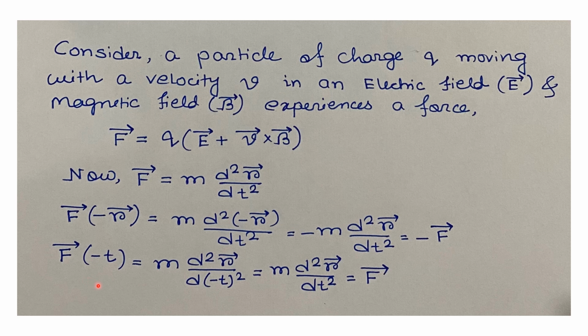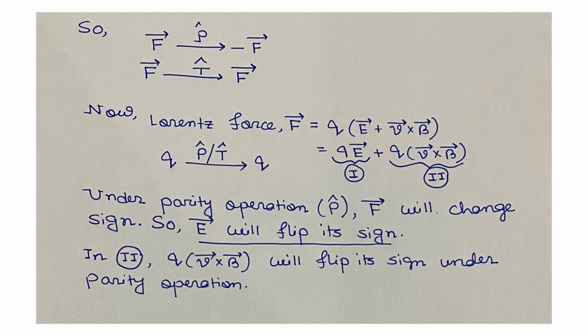Now if we replace the time by minus t, then the force vector will be m times d2r/d(minus t) squared. So this will be m d2r/dt2, and that is the same as the force vector, F vector. So what we have learned: if we operate the parity operator on the force vector, the force vector will flip its sign under space inversion or reflection. So this will become minus F. But under the time reversal operation, the force vector doesn't change its sign.